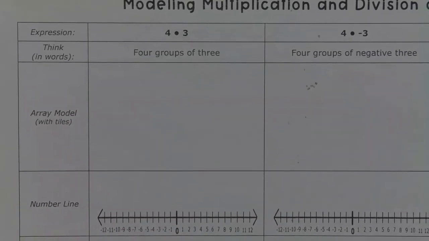Right, so we're going to start off with what does it look like to model the multiplication and division of integers? Remember, integers are just positive and negative numbers, and we include the number 0, which is not positive nor negative. And we're going to start with multiplication and what it looks like to model multiplication.